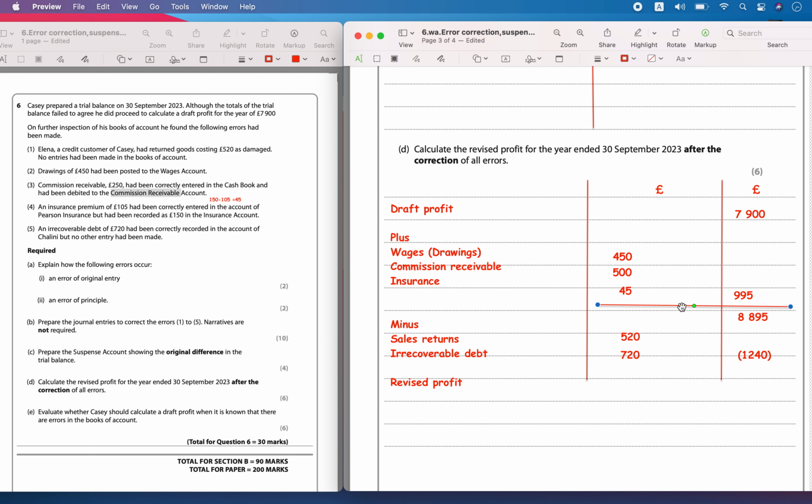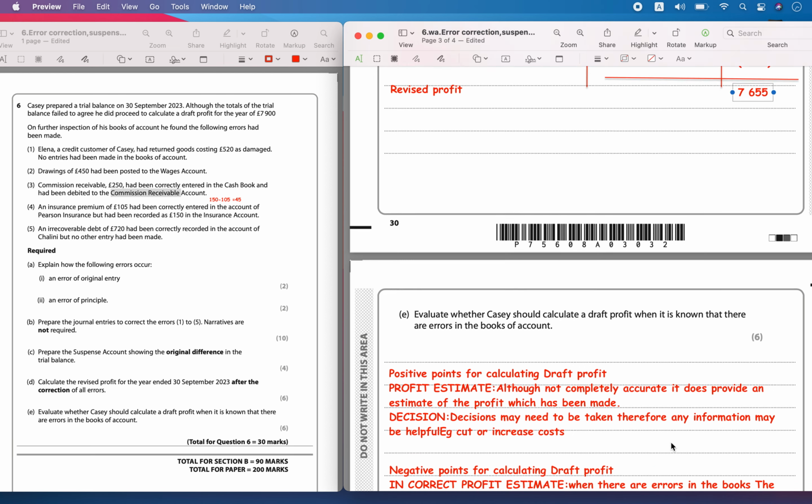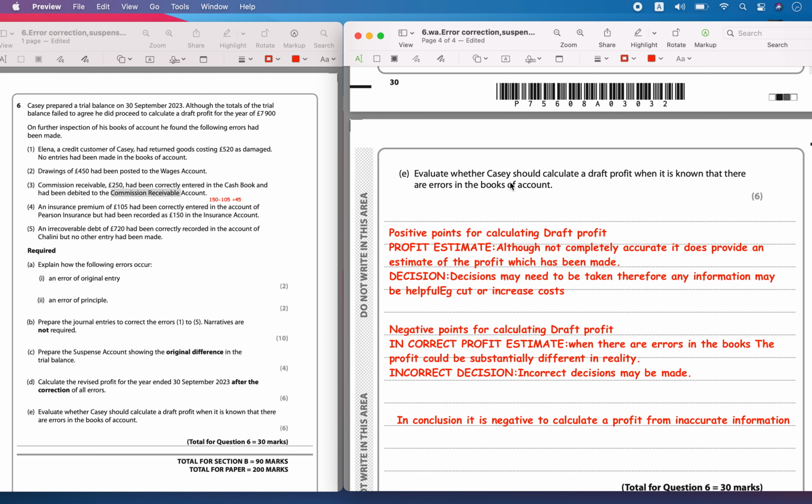And then let's subtract this from the 8,895 and get the revised profit. So 8,895 minus 1,240, it is 7,655. This is the revised profit for the year.